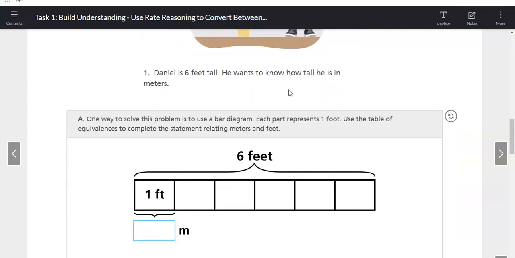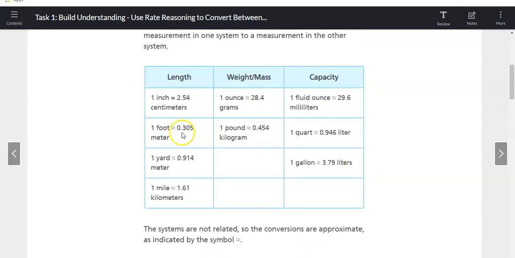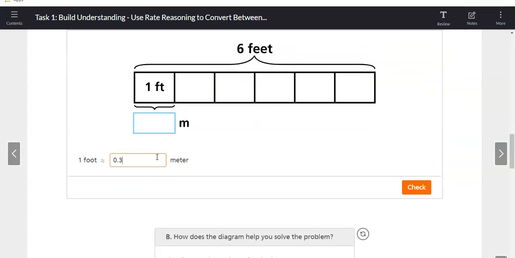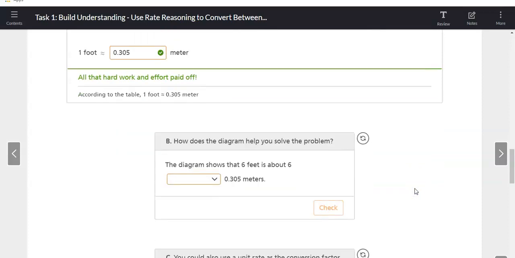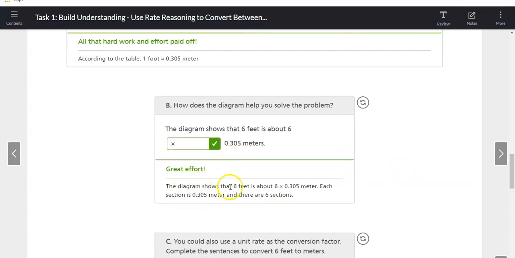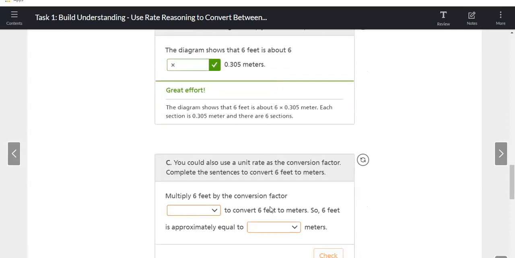One way to solve this problem is to use a bar diagram. Each part represents 1 foot. Use the table of equivalences to complete it. So if I look up here, 1 foot is 0.305 meters. How does the diagram help you solve the problem? The diagram shows that 6 feet is about 6 times 0.305. Each section is 0.305 meters, and there's 6 sections, so you'd multiply them together.